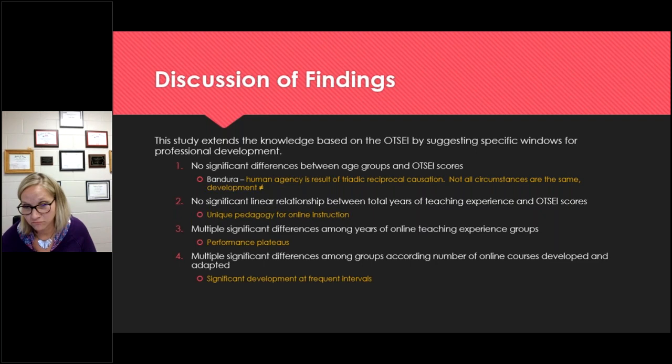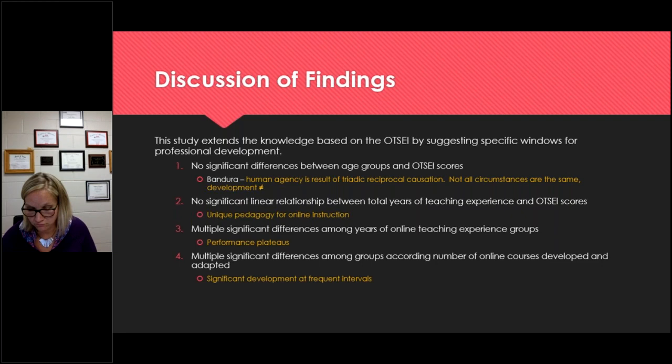So again, Bandura tells us that experience and self-efficacy are generative over time, and that the more sources of self-efficacy you experience that reaffirm your practice or your behavior, the more it will increase the likelihood that you're going to engage in a particular behavior. And so that simply was not the case with teaching experience. However, in online teaching experience, there were multiple significant differences. And in some of the cases, especially in the online teaching experience, there were specific performance plateaus, essentially periods where the experience level or some scores flattened over time.